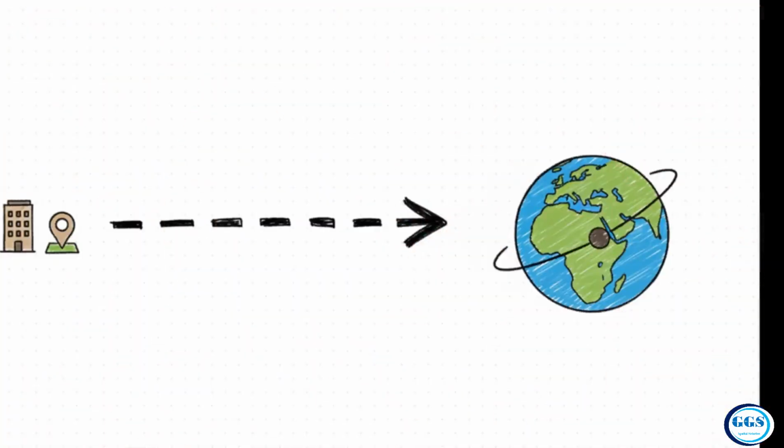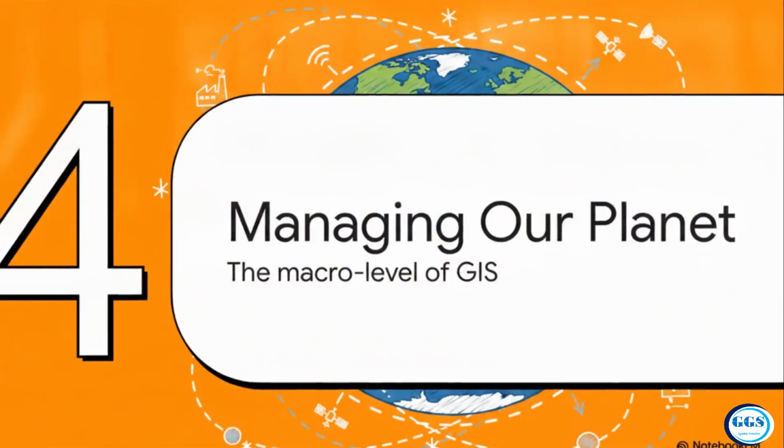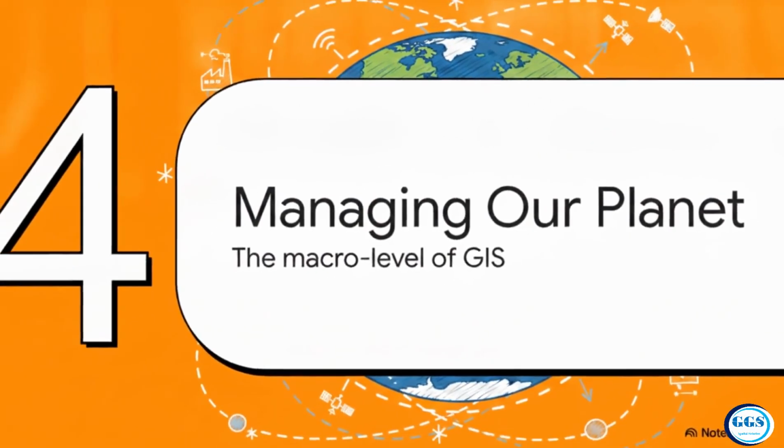We've talked about micro applications, stuff like navigation, local zoning, 911 dispatch. But this exact same underlying spatial database technology allows us to track global climate shifts, monitor our oceans, and figure out how to feed the world. Section 4, Managing Our Planet. This is the true macro level of GIS. We're zooming all the way out to orbit to see the Earth as one giant interconnected system.